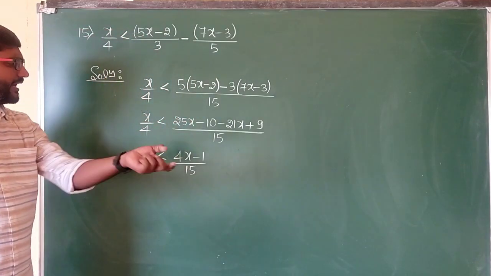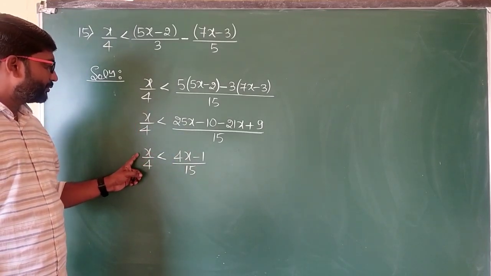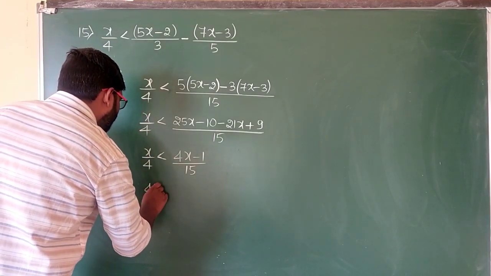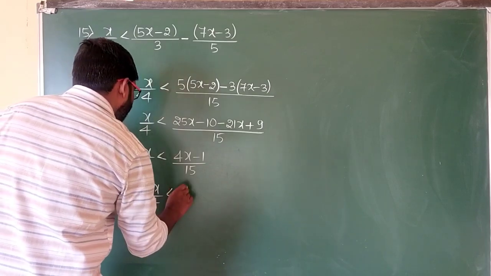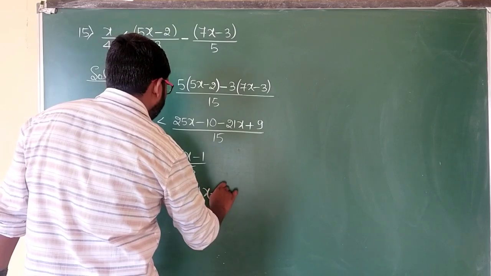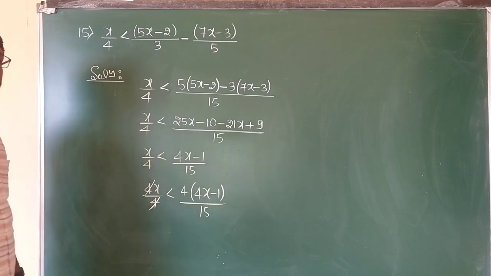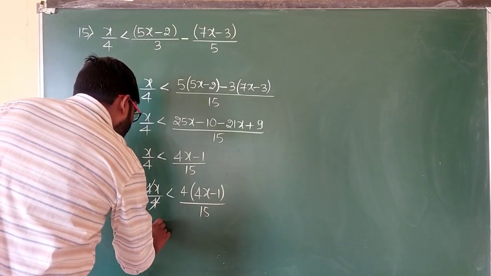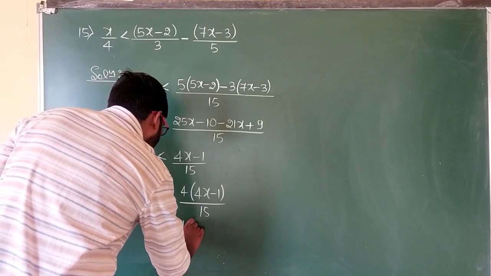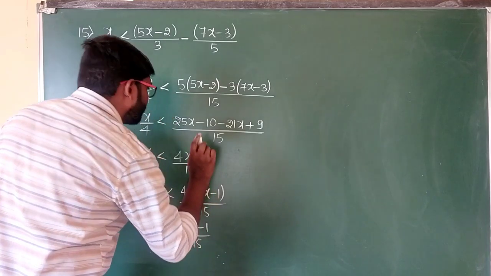So now we have to eliminate 4 and 15. Let us eliminate 4. Multiply both sides of the inequality by 4. So 4x/4 less than 4 times (4x − 1)/15. Here 4 and 4 get cancelled. Write the remaining term now: x less than (16x − 1)/15.